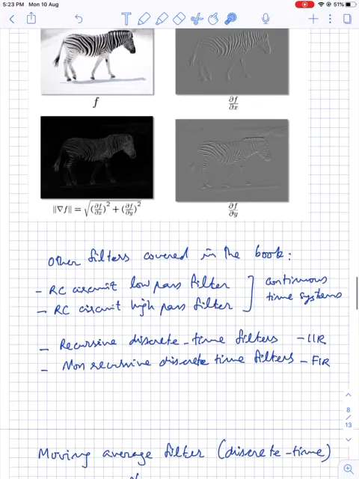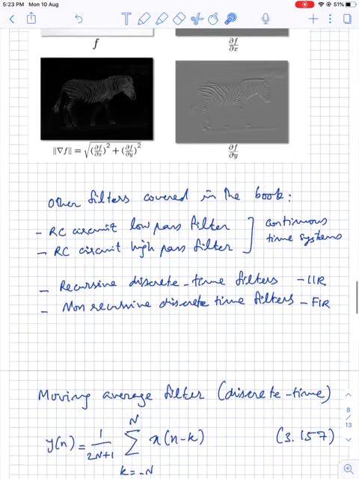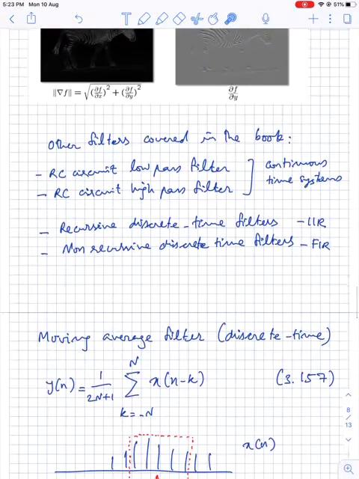So the book also talks about other filters: the RC circuit low pass filter, which is a continuous time filter, and the RC circuit high pass filter, which is also a continuous time filter. Then the book also talks about recursive discrete time filters, which are essentially IIR filters, and non-recursive discrete time filters, which are essentially FIR filters. We touched upon FIR and IIR briefly in the second chapter when we studied LTI systems. So you can have a look at that.